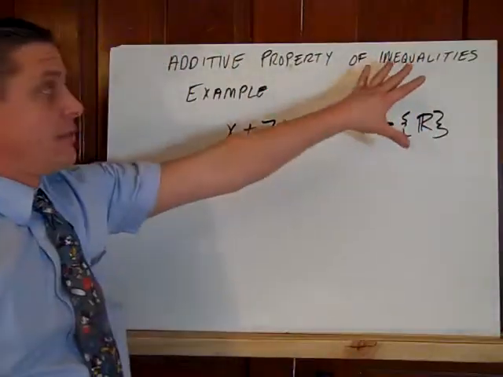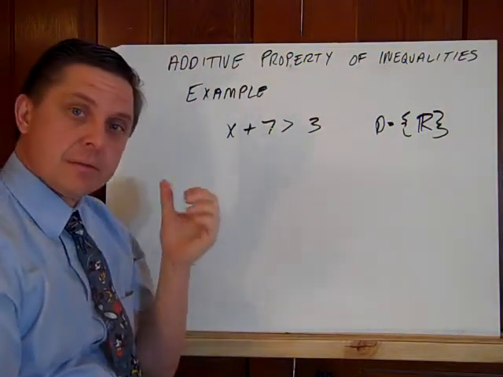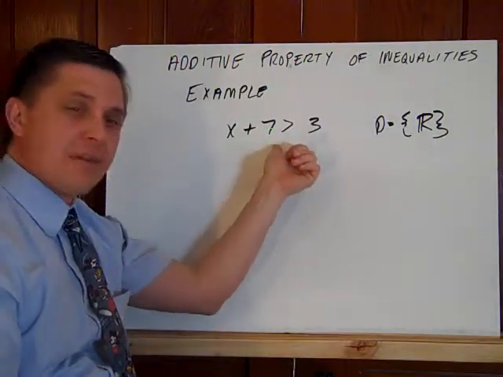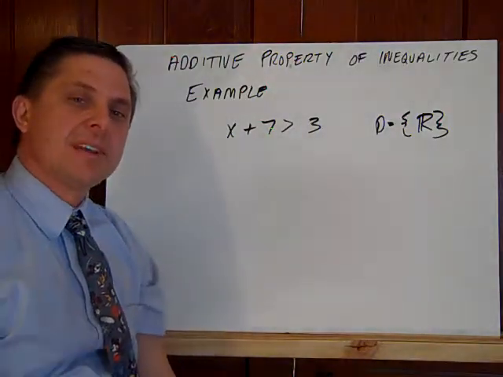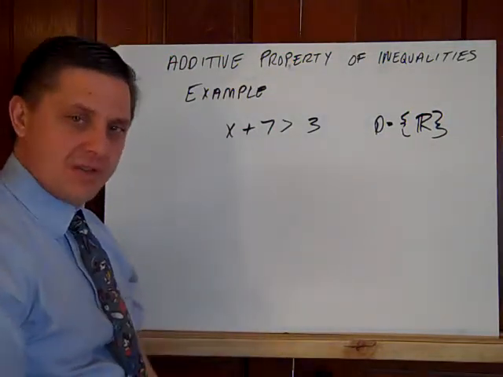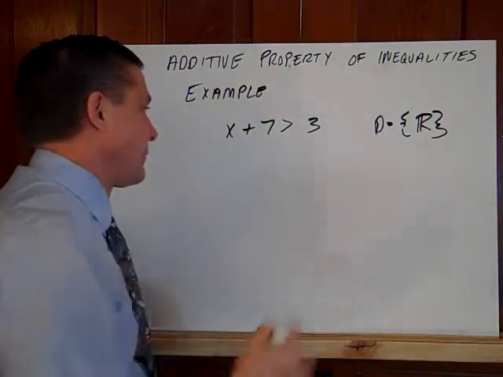We're talking about the additive properties of inequalities. And we always get the variable by itself. We always say x is greater than, x is less than. But here it says x plus 7 is greater than 3. And we really can't handle that. We're going to work through examples. I have to get the x alone. And just like equations, whatever I do to one side of an inequality, I must do to the other.